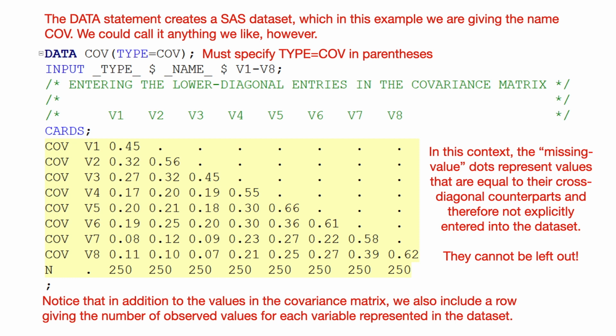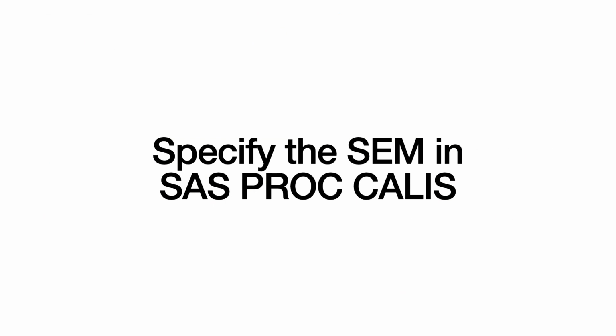Notice that in addition to the values in the covariance matrix, we've also included a row giving the number of observed values for each variable represented in the data set. Now, in this particular example, every variable was measured on each of the 250 students, but it is possible in many situations that there may be some missing values for certain variables. And so in a situation like that, in that last row with the sample sizes, you could have different values for the different variables. Next, let's look at how to specify the structural equation model in SAS PROC CALIS.